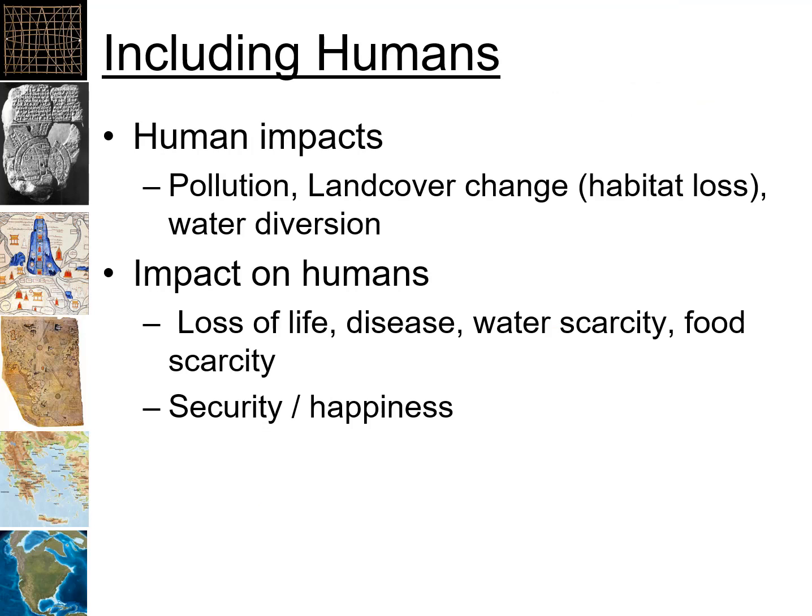And this is becoming more important all the time, partly because we're having a massive impact on the planet, either directly by modifying habitats or indirectly by things like climate change, pollution as well, and water diversion, all of these having big impacts, as well as other things. At the same time, we're also looking to study the impact of what's happening in the environment on humans, particularly when it causes loss of life or disease.